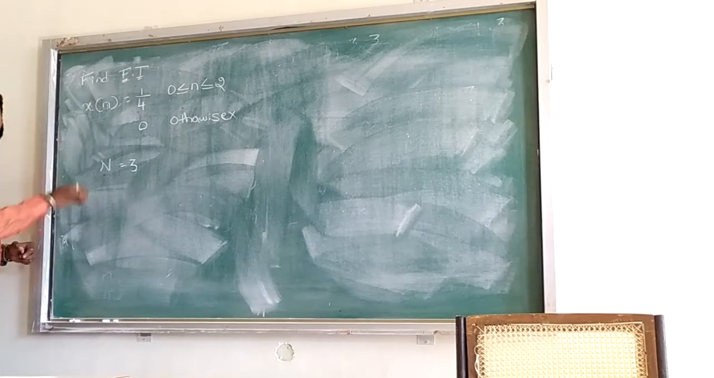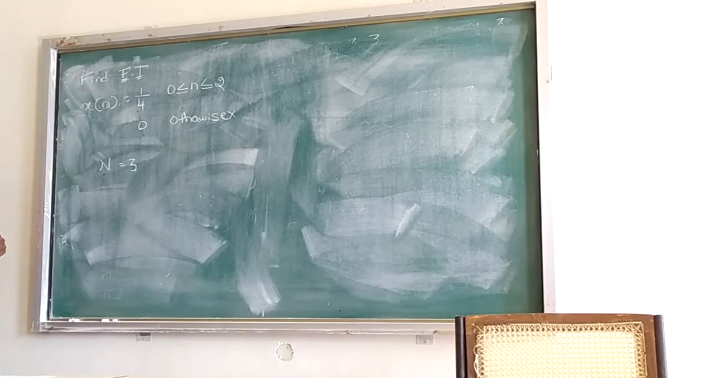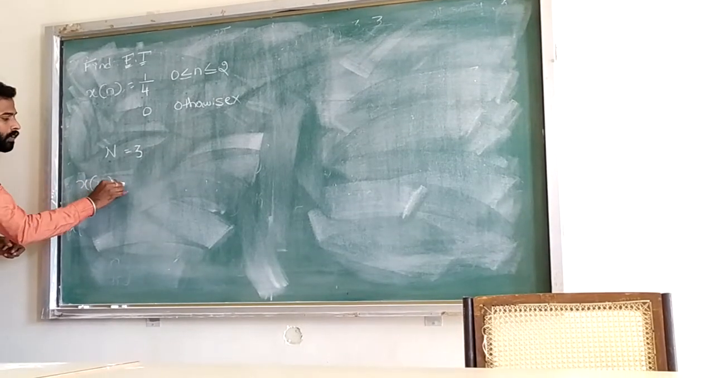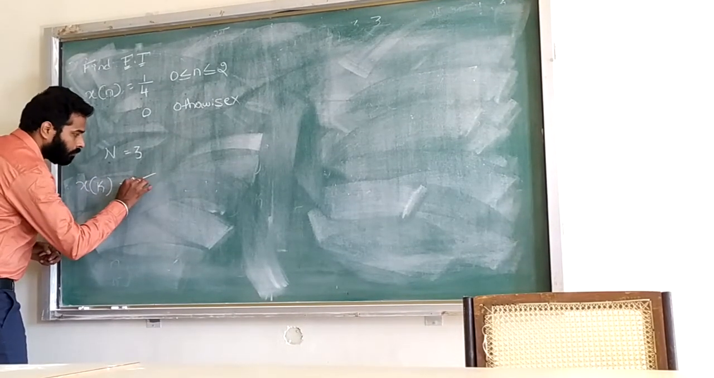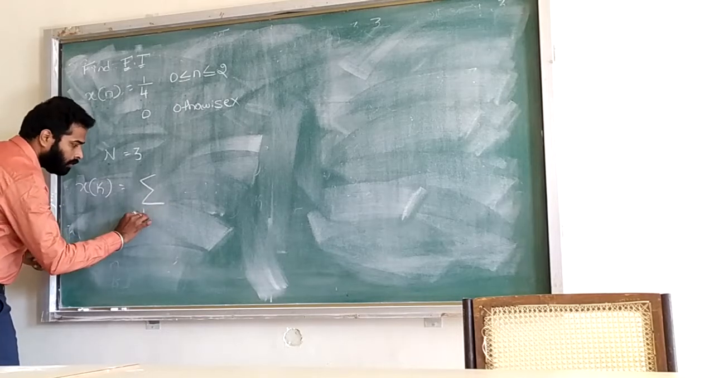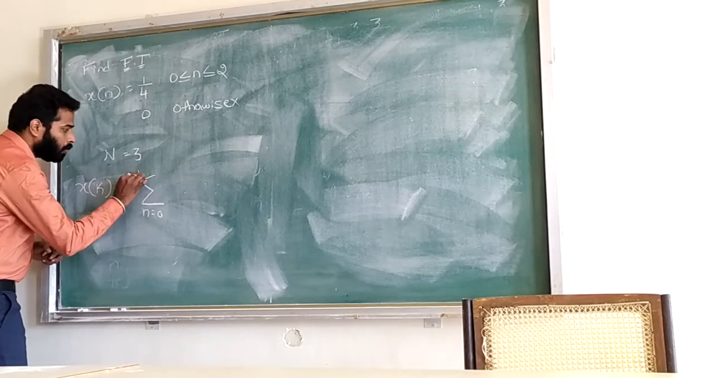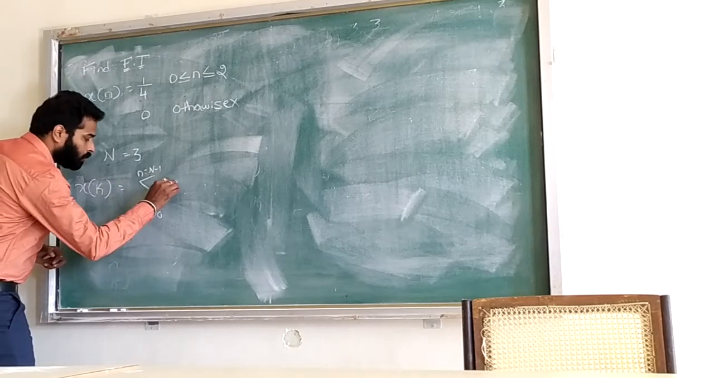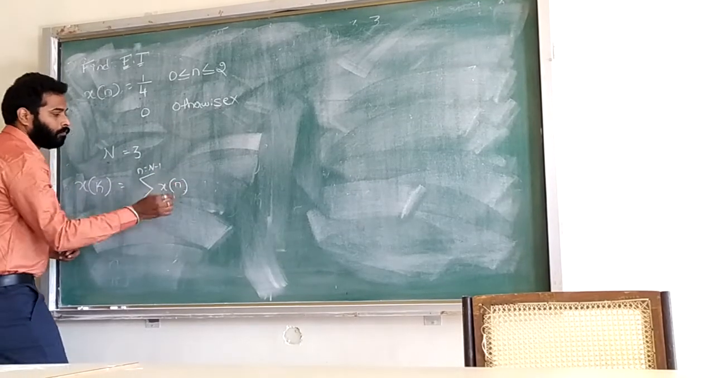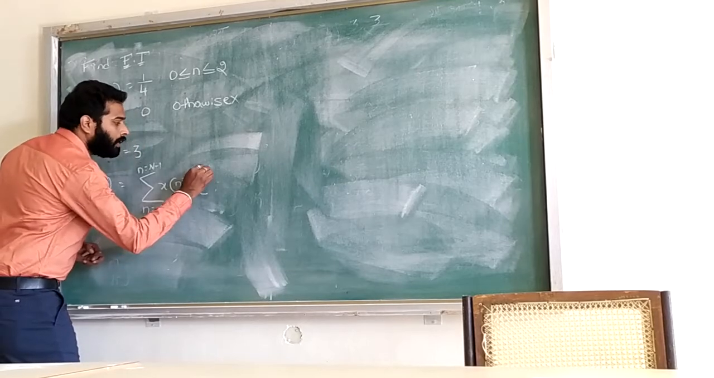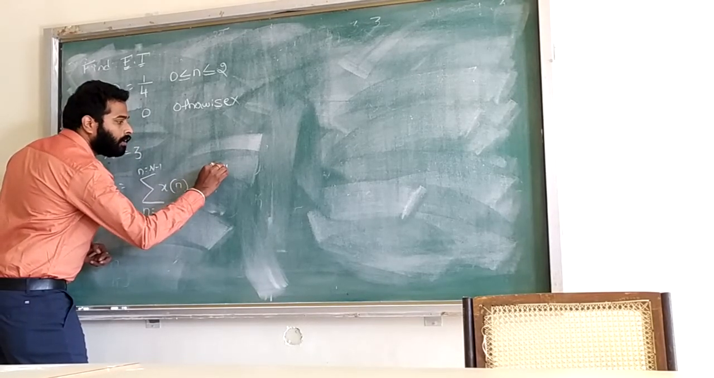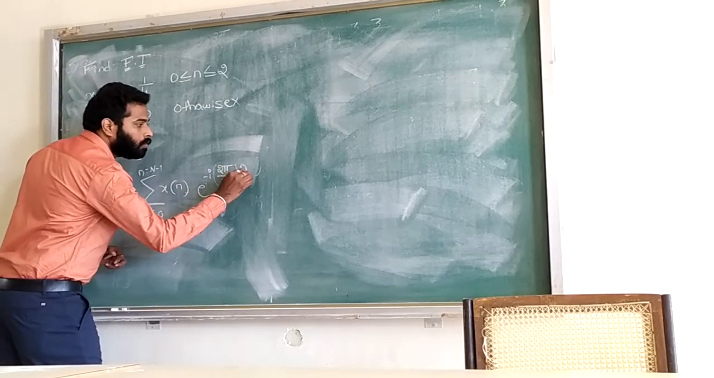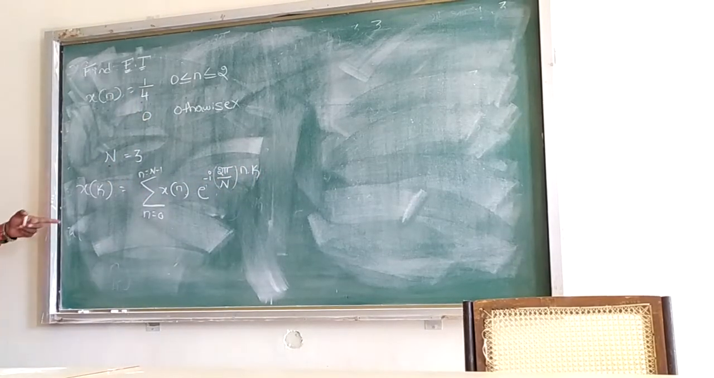We need to find Fourier transform. That means we need to find x of k. So we know the formula. X of k is equal to summation n is equal to 0 to n is equal to capital N minus 1 x of n e raised to minus j 2 pi divided by capital N, right? Into n into k, right?